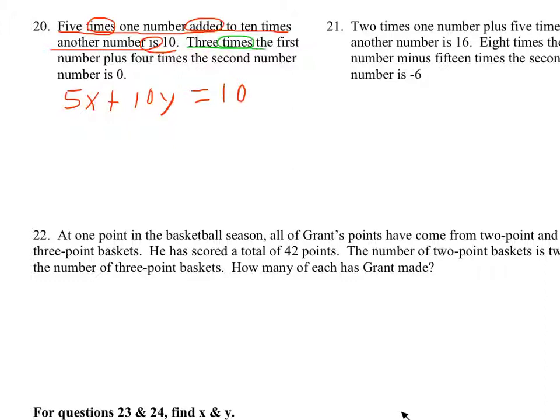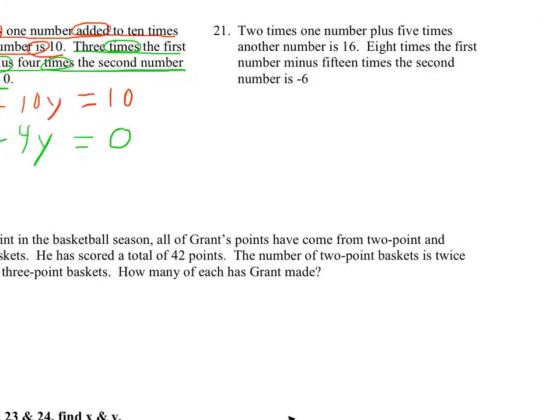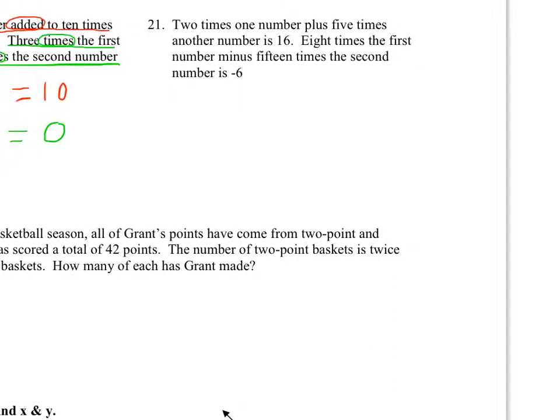3 times the first number plus 4 times the second number is 0. So we're looking closely at the words in the order in which they give them. And then you can solve from there.